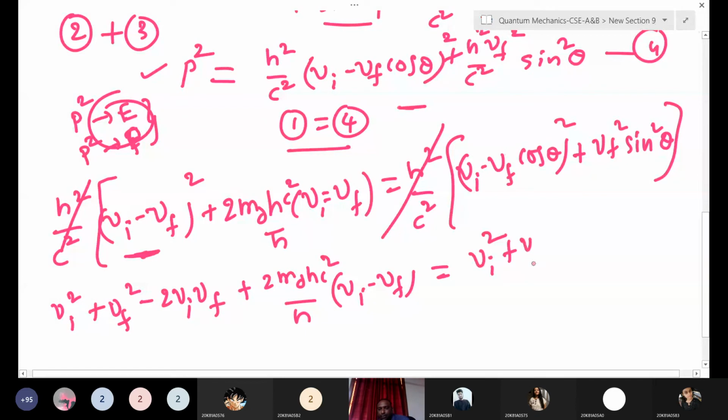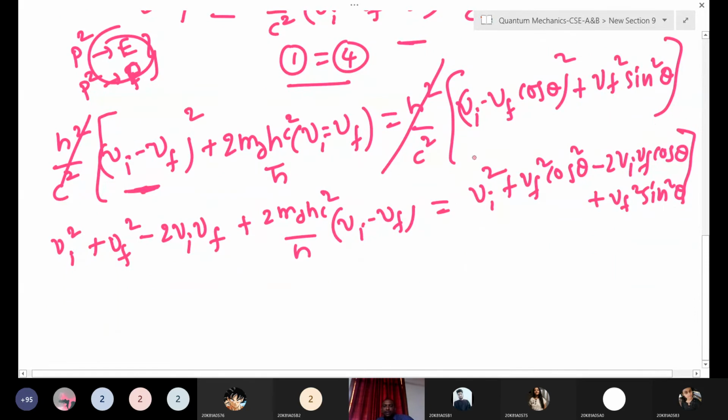Here also I am completely rewriting this expression: nu I square, nu f square cos square theta, and 2 nu I nu f cos theta, plus nu f square sin square theta. Right? From this expression, how can we simplify it again? Here nu I square is there, here nu I square is there, you can cancel out these two. And here nu f square cos square theta, here nu f square cos square theta, so you cancel out these nu f square terms.